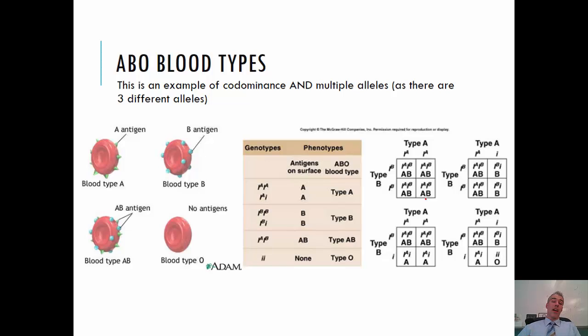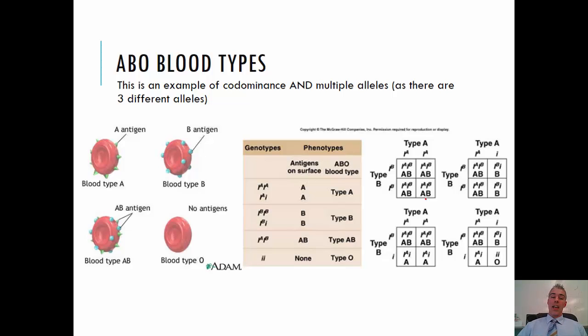Now, everyone, I think it's common knowledge. You can be A, B, or O, but maybe you don't know why that is or how that happens. Now, this is an example of codominance, but also multiple alleles, because there's actually 3 different alleles that you can have for blood type, at least that we focus on, okay?